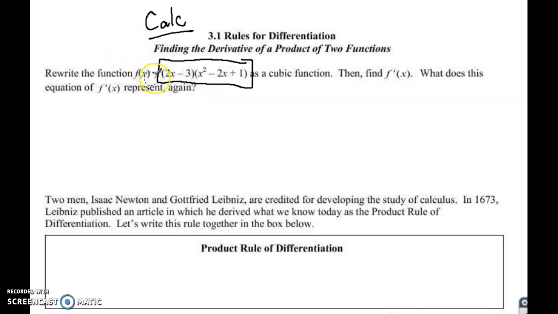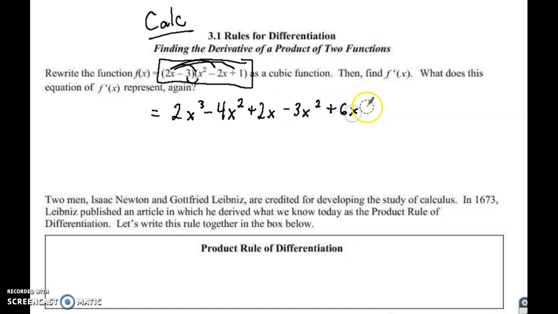But what you could do is rewrite it by FOILing it out, like 2x times x squared, multiplying by every one of these. So you're looking at 2x cubed, minus 4x squared plus 2x. But then don't forget to distribute this minus 3 to everything. So minus 3x squared plus 6x minus 3. So again, I'm just rewriting f of x.